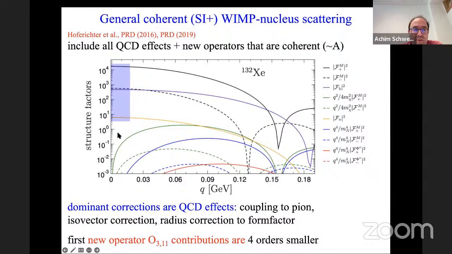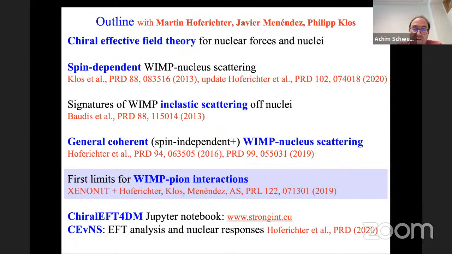And then there have been many people worrying about non-QCD operators or new operators in dark matter direct detection. They are in fact 4 orders of magnitude even smaller. Okay, so it's really important to get the QCD effects, the nuclear physics strong interaction effects, right for these response functions. Okay, and one of these nuclear physics effects, which is particularly coherent, is this WIMP-pion interaction.